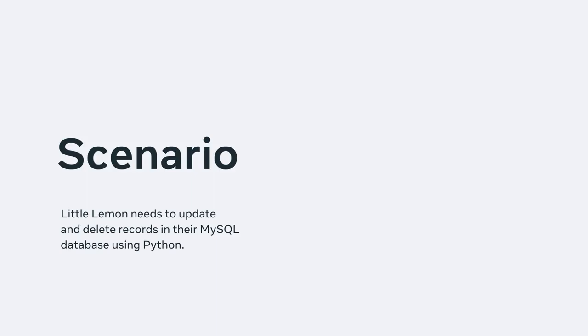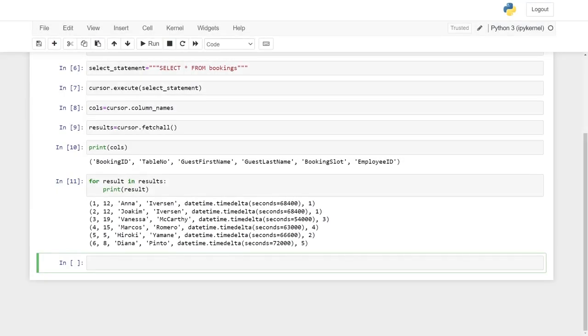But first, let's take a quick look at the bookings table. This table holds the booking data of each guest. This includes their booking ID, table number, first and last name, booking slot, and the ID of their waiter. Little Lemon must update and delete data within this table using Python. Let's begin with updating records.